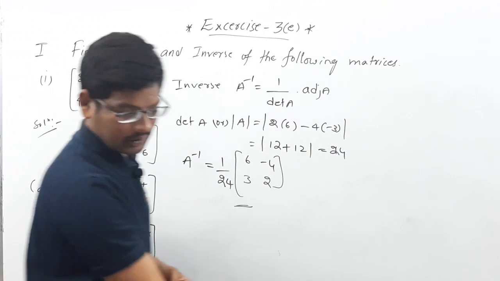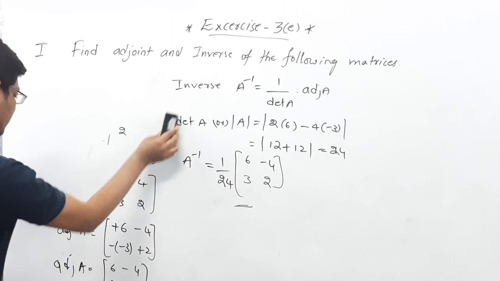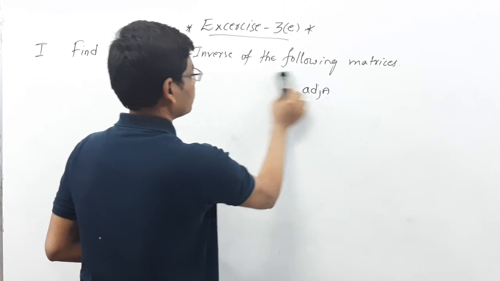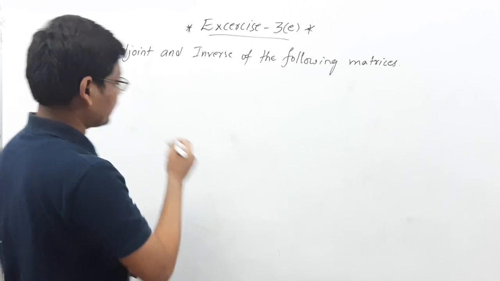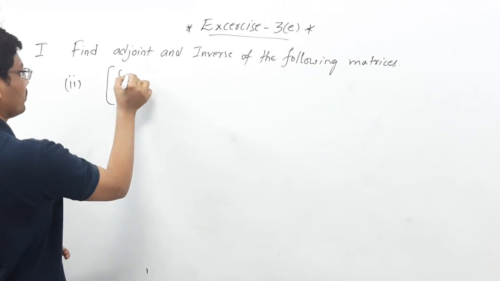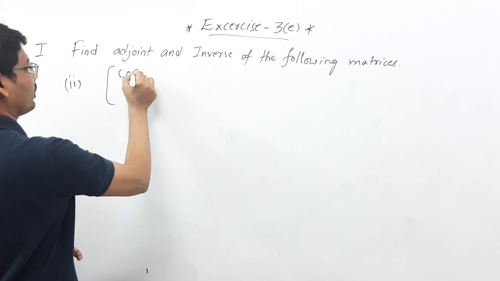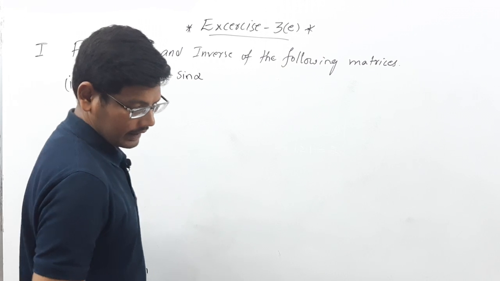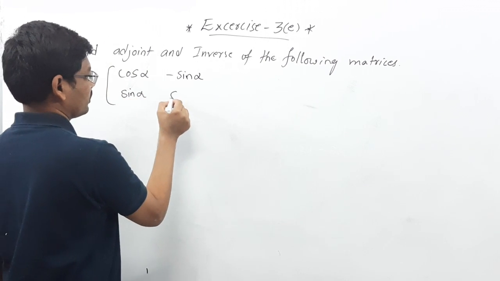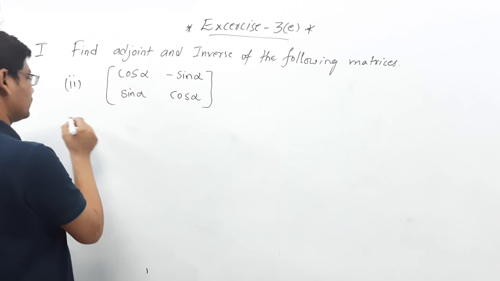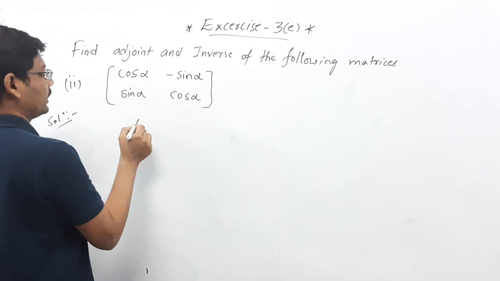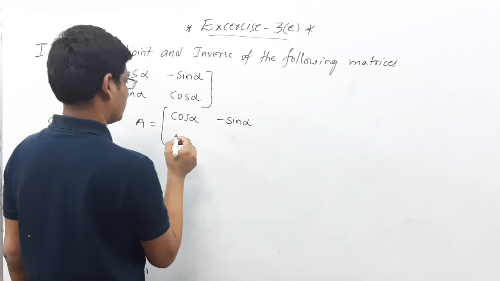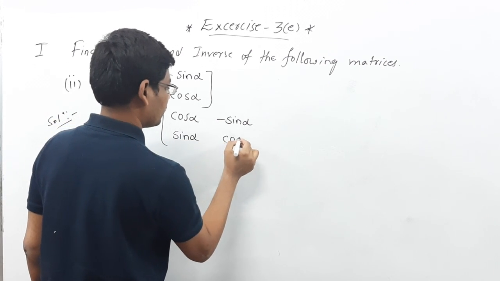Now I am solving the second question here. The matrix is cos alpha, minus sin alpha, sin alpha, cos alpha. And the solution for this one: here A is given as cos alpha, minus sin alpha, sin alpha, cos alpha.